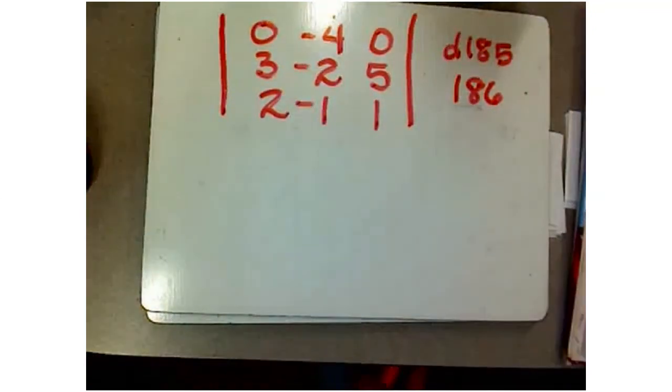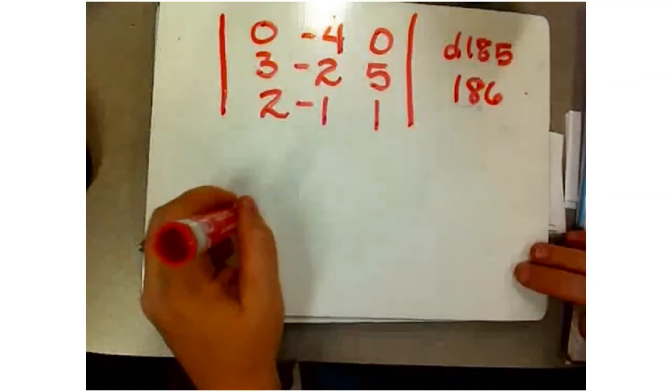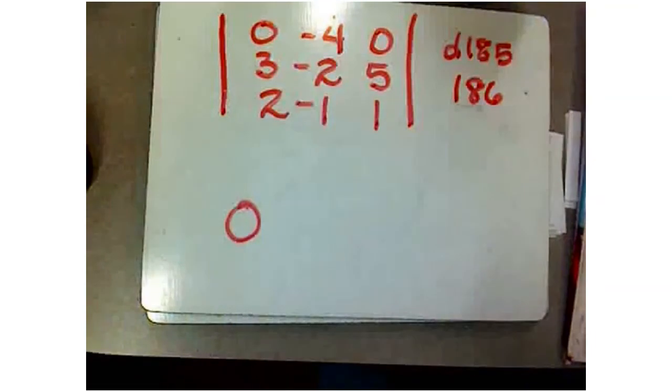Now, do we really care? What is your minor of the first element? Negative 2, 5, and negative 1, 1. But what is your first element? 0, so it doesn't matter. So do we really need to write it down? Because what's our answer going to be? 0. Okay, so we know the first one's going to be a 0, so we're just not even going to worry about that.